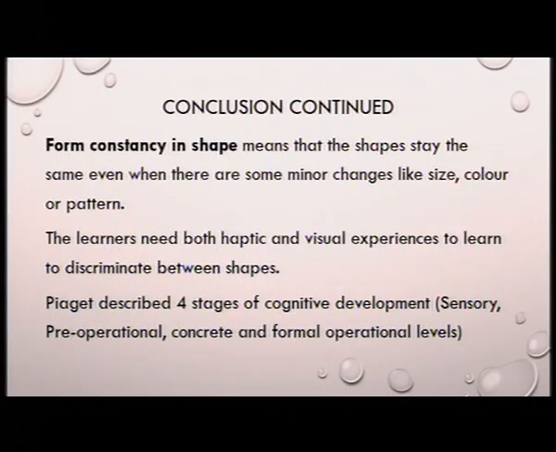And then form constancy in shape means that the shape stays the same even when there are minor changes like size, color, and pattern. The shape remains the same. So you have different people: some are thin, some are fat, some are tall, some are black, some are white, but they are all people.